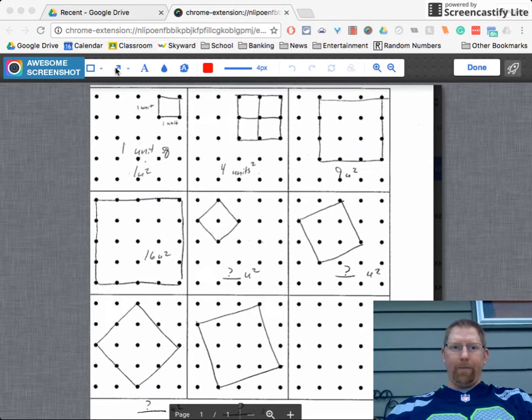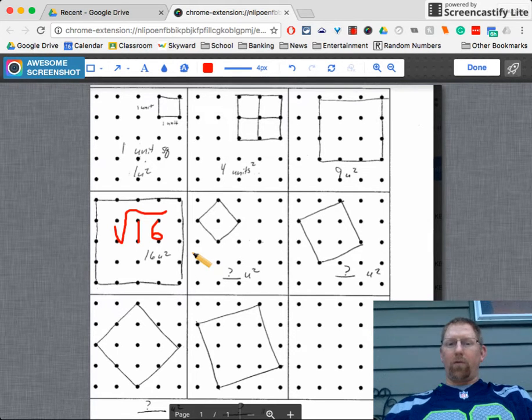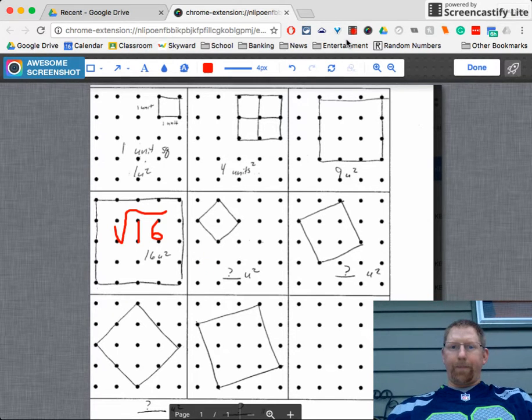We were able to learn that this button right here means it's the root of its area. And in this example here, the area is 16. So we could say, well, the side of the square is the root of 16, which is 4. And that's sort of where we got started on that.